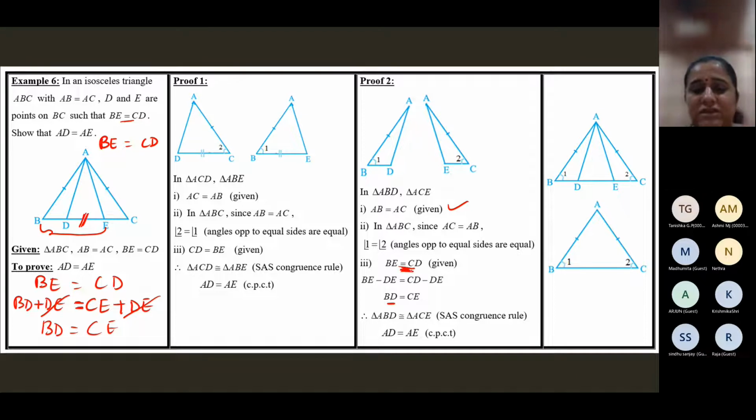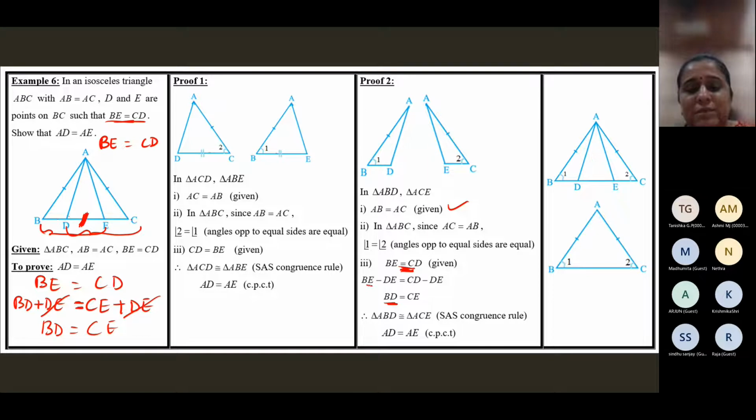So we have BE is equal to CD. Now what I'm doing is subtracting DE from both the sides. What is BE made up of? BD and DE. If you take away DE, you will be left with BD. And CD is made up of CE and DE. If you take away DE, you will be left with CE. I'm subtracting DE from both sides because that's a line segment common to both BE and CD.